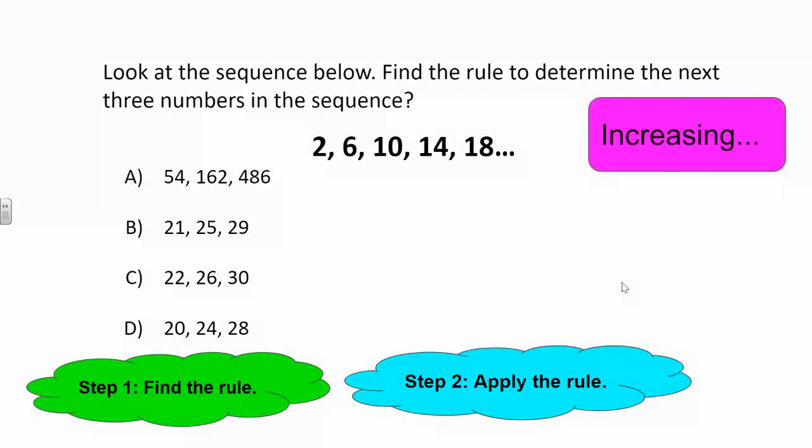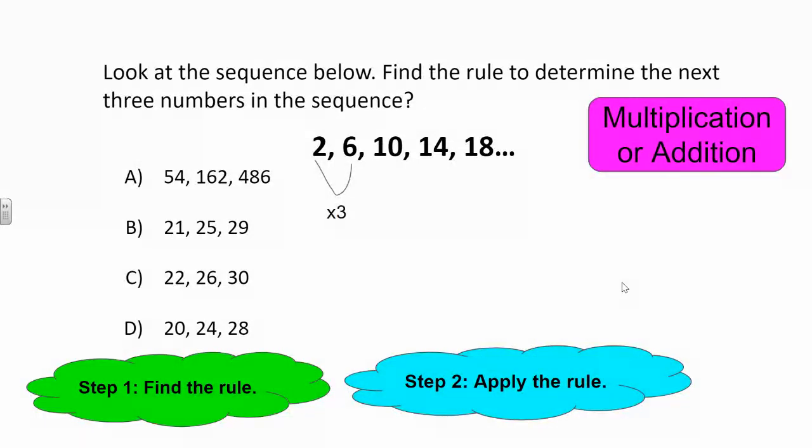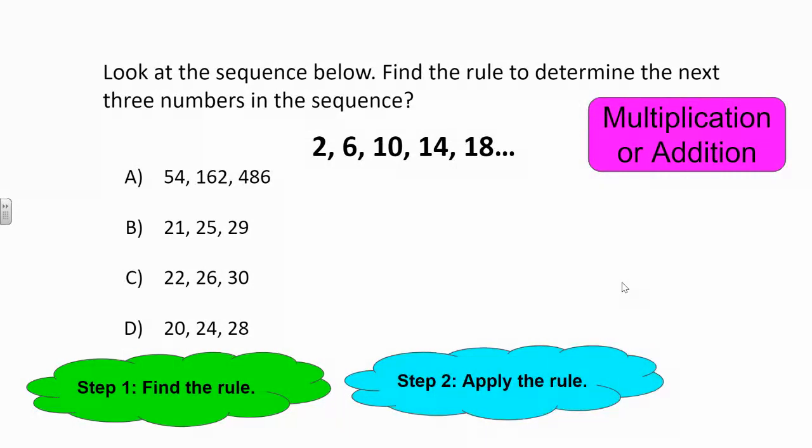I can see that these numbers are increasing, which means it's either going to be multiplication or addition. So to find the rule, let's just say maybe it's multiplication because I know 2 times 3 is 6. So right now I'm thinking the rule might be multiplying by 3. But again, it's not a rule unless it repeats 3 times. So I'm going to test it again. Is 6 times 3 equal to 10? The answer is no. So even though it looked like the rule was multiply by 3, because I knew better than to just assume, I realized it didn't continue. So it's not multiplying by 3, which means it's got to be addition.